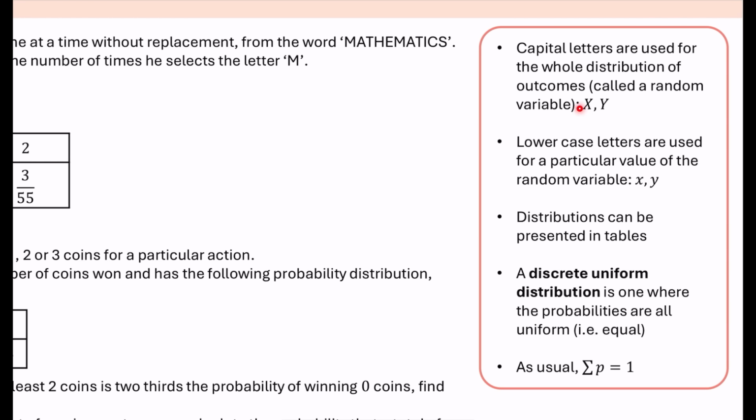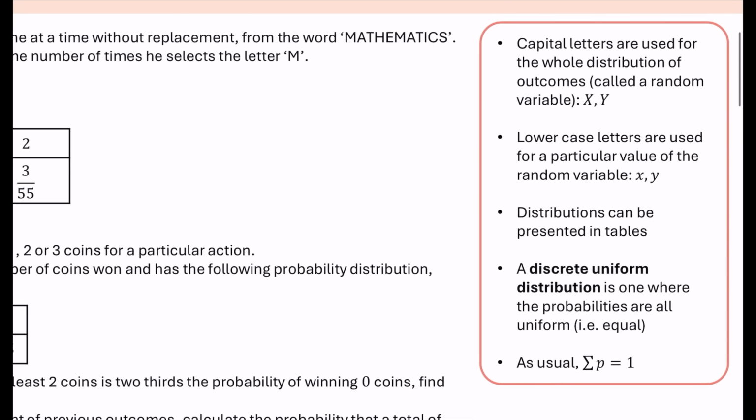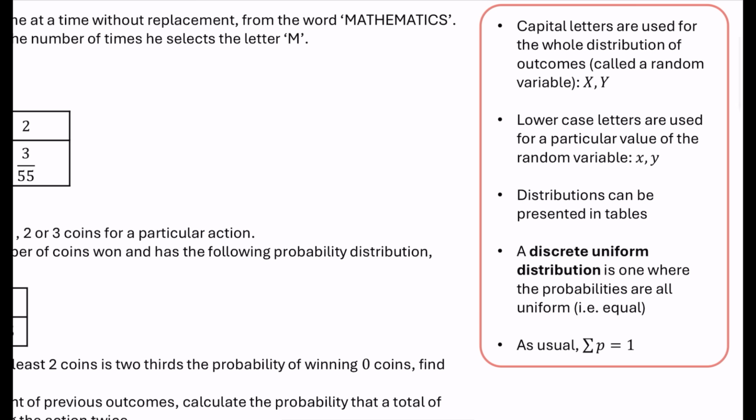So for example, the distribution of rolling a dice, the probability distribution, or the discrete random variable for rolling a dice would either be 1, 2, 3, 4, 5, and 6. And each of those outcomes, 1, 2, 3, 4, 5, and 6, would be represented by the lowercase x, but all of them together would be represented by that capital X. And distributions, as I've said, they can be presented in tables.